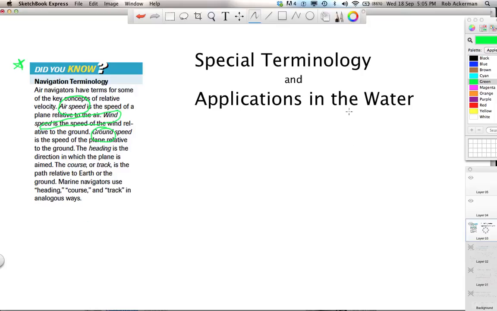And finally, just a few quick applications as far as the water goes. You may have guessed that just like a pilot has to account for the wind when she is steering the airplane, so does the captain of a ship have to account for the motion of a body of water, like a river or the ocean, when steering a boat. Even for a swimmer.